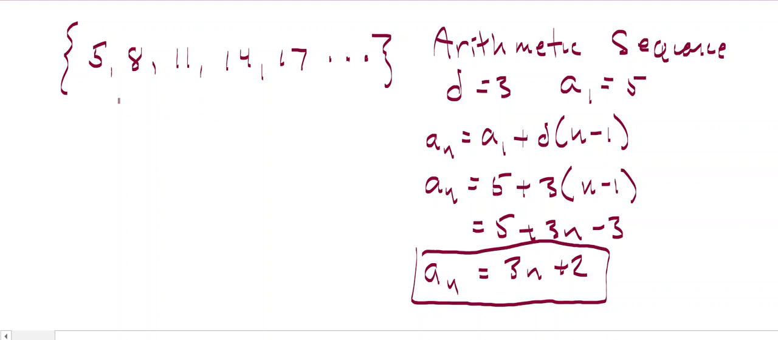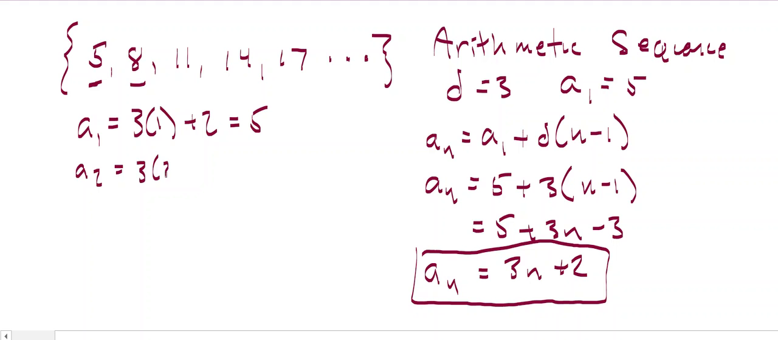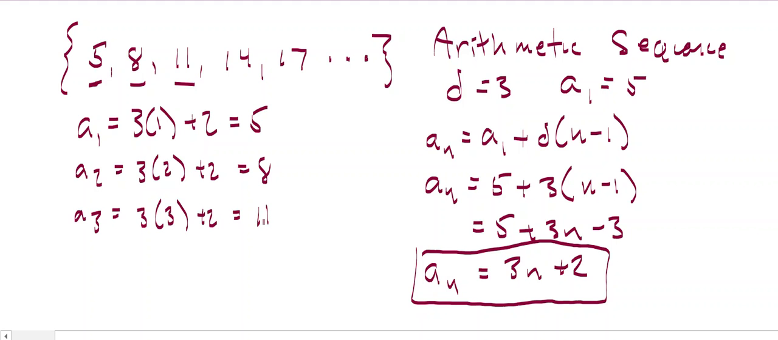But let's test it. Let's test a few points. Let's find out what a sub 1 is. A sub 1 should be 5. So we have 3 times 1 plus 2 is 5. The second term should be 8. A sub 2 is 3 times 2 plus 2, which is 8. And the third term should be 11. A sub 3 is 3 times 3 plus 2, which is 11. So it looks like we nailed it on this one. This is an arithmetic sequence. And I always look to see if a sequence is arithmetic before I look for anything else.